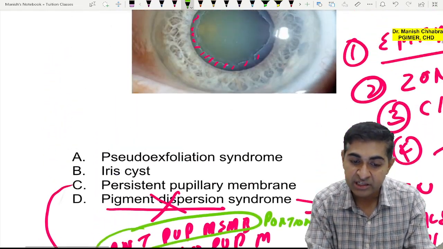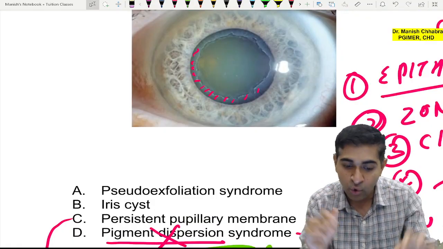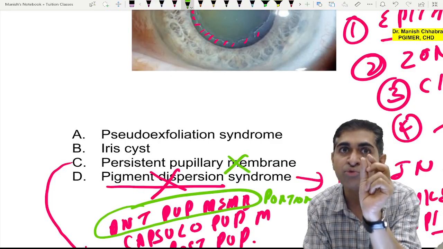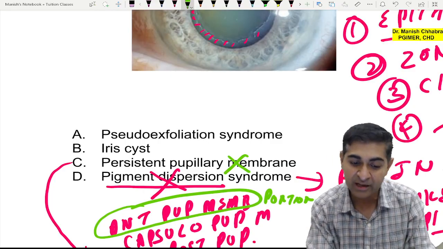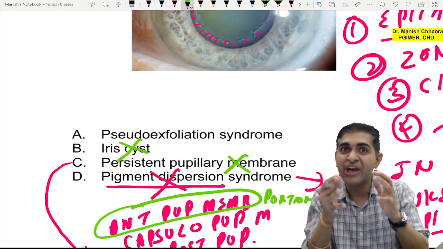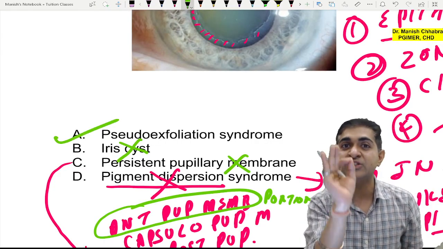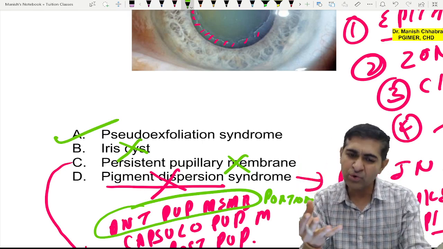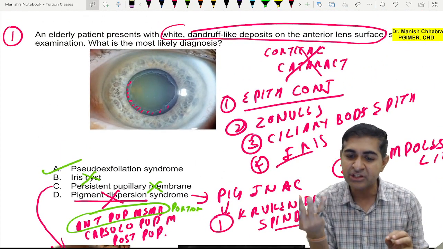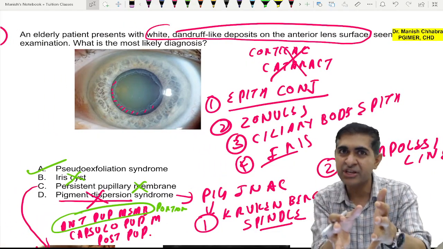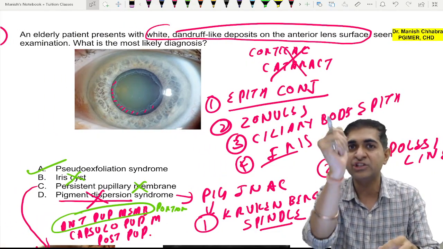So it looks like this. Is it looking something like this? No, that is also eliminated. And iris cyst is development of small nodules or cysts on the surface of the iris. You cannot see that, boys and girls. So the answer is pseudoexfoliation syndrome. Otherwise, based on the history, dandruff-like material deposits on the anterior lens capsule, and a slit lamp image is given, so you know it is pseudoexfoliation syndrome.